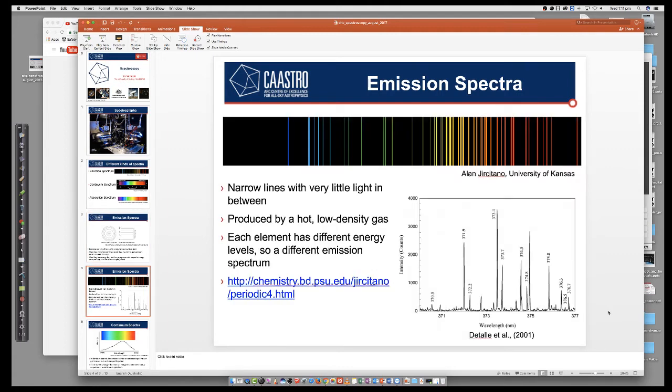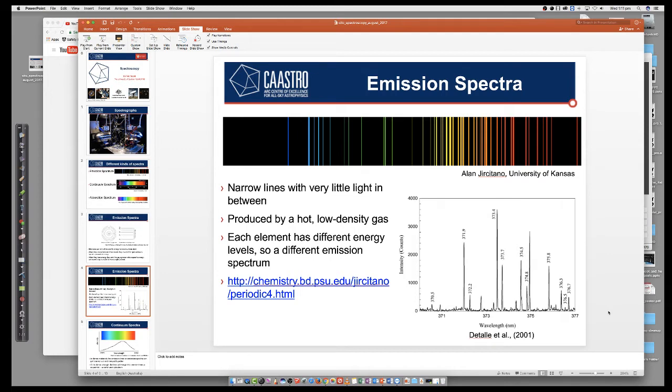So that's why we get these patterns of lines. Each one of these lines corresponds to a change between one of the pair of energy levels. That pair of energy levels has a very specific energy, which corresponds to a specific wavelength of light, which then corresponds to a specific color. So we're only seeing light at these very specific wavelengths related to the energy levels, not at all different kinds of wavelengths. So these emission spectra are produced by hot, low-density gas.